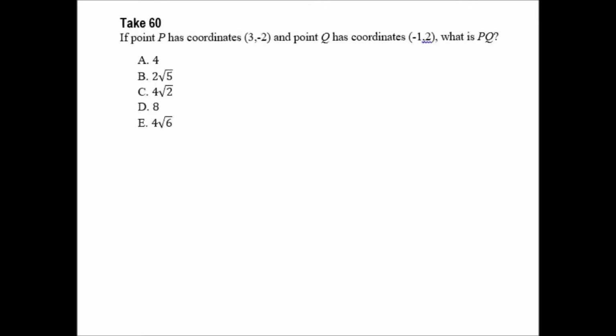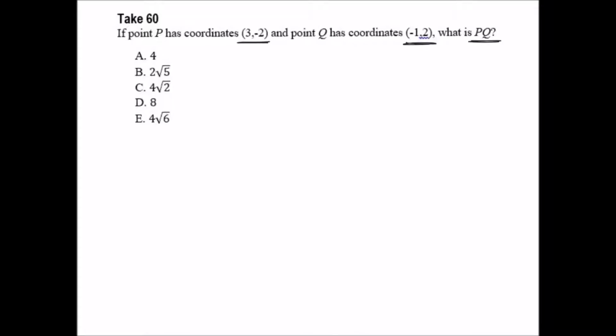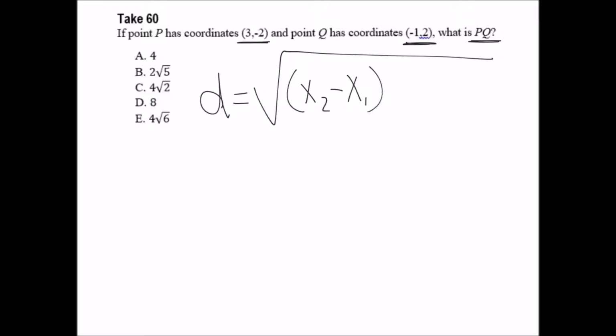Here we're asked to find the distance of segment PQ given that P is (3, -2) and Q is (-1, 2). So this is finding the length of a line segment with given two points. So the equation for that is D equals the square root of the difference between x's squared plus the difference between y's squared.